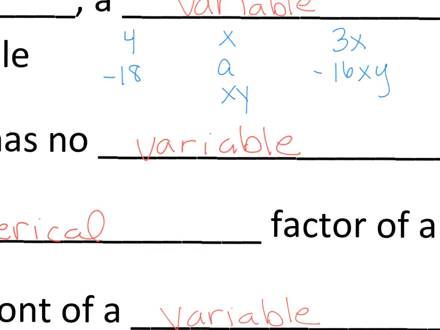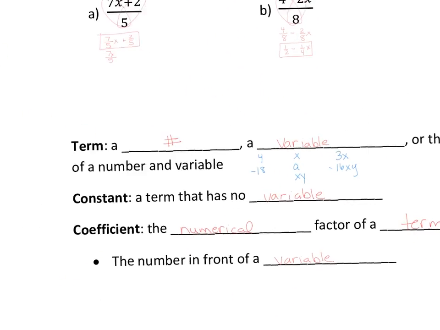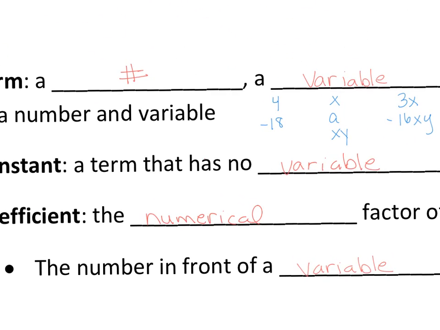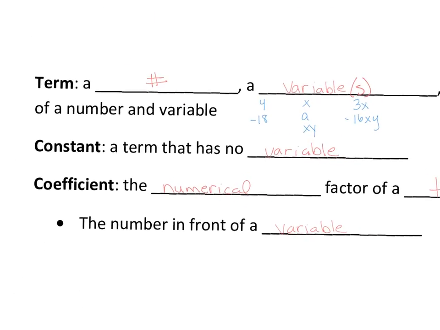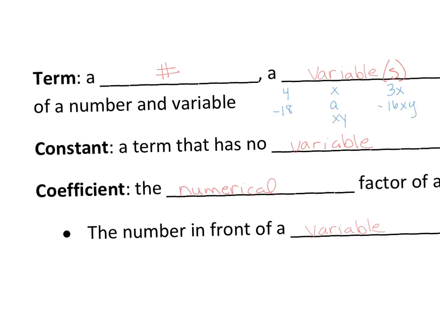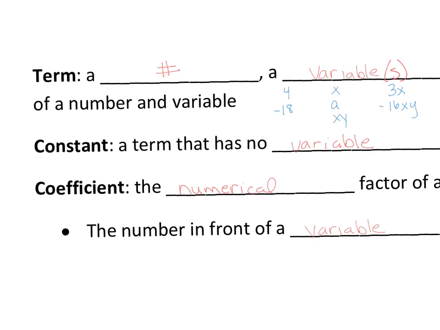So let's go ahead and kind of backtrack here. And maybe we should put an apostrophe S here for variables, because it could be more than one, okay? So a constant then is a term that has no variable, okay? An example of a constant would be right here. Basically, they're just numbers. It's another word for a number, okay?